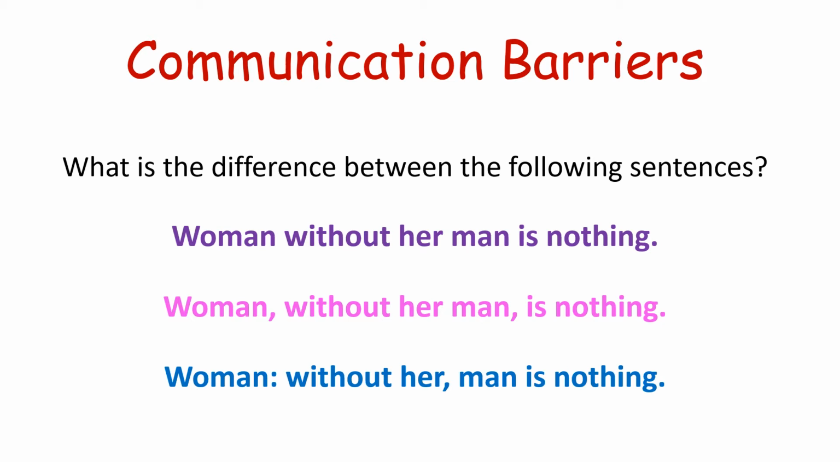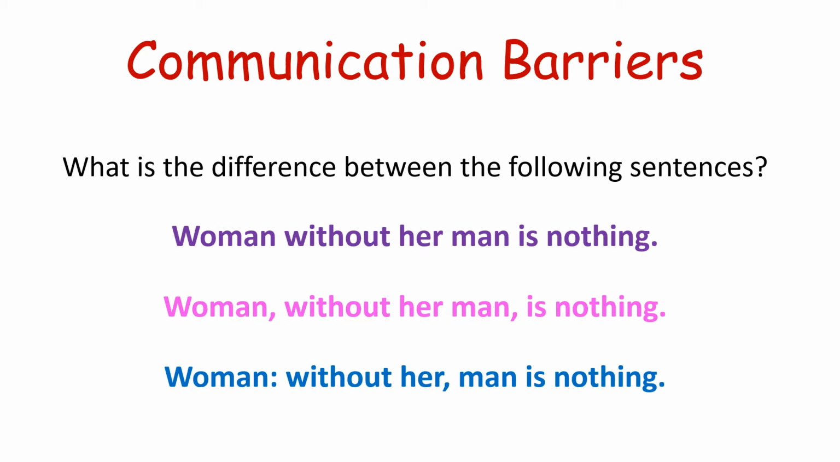It is also separated by comma after without her man. And it reads, woman, without her man, is nothing. Does that change the meaning with the comma after woman and after without her man? Definitely it does. It means that a woman is nothing without her man. A woman needs her man, in other words.